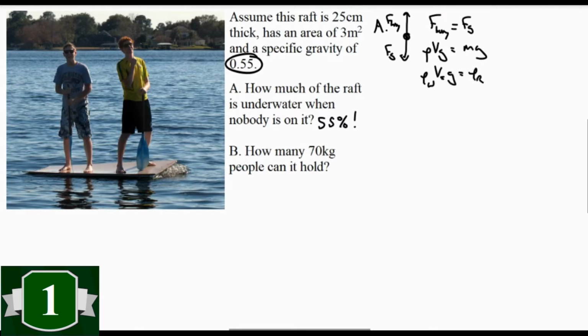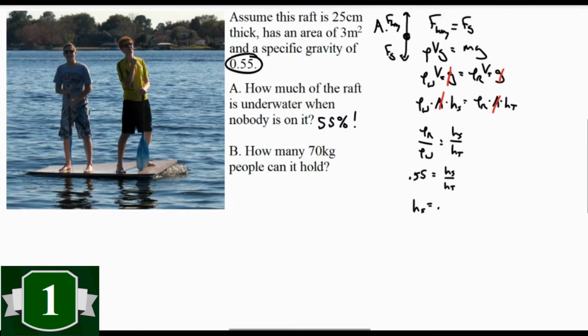And then the mass of the raft is going to be the density of the raft times the total volume of the raft. That's area times height. So let's put an area times height for both, keeping in mind that we're using the submerged height and the total height. Well, the ratio of densities is the specific gravity. That's 0.55. So the submerged depth is 55% of the total depth. And 0.55 times 25 centimeters is 13.75 centimeters underwater.